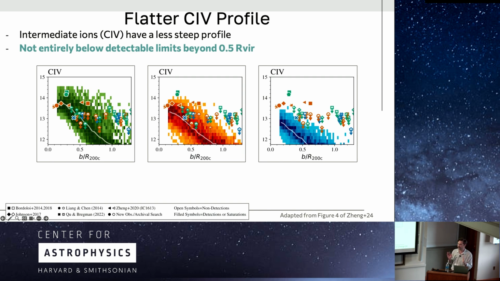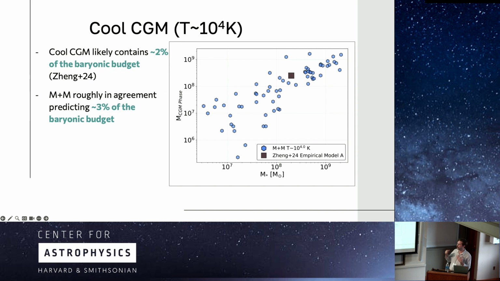Now, the next question we can ask is, these lower ions that should exist in cooler gas, how do they make up the CGM in terms of percentages? And so here, for each of our galaxies in the M&M sample, I've counted up the total mass in the particles that are around 10 to the 4 Kelvin. This is the cool phase of the CGM, and I've plotted that against each galaxy's stellar mass. And then the one data point we have is the empirical model prediction provided by Yang Zhang's paper as well.